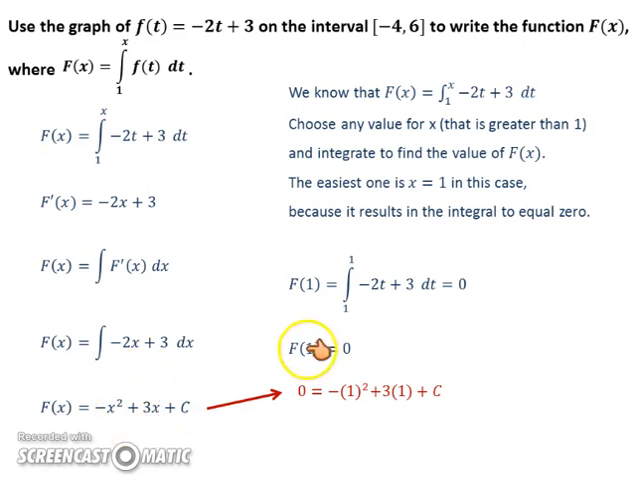Okay, so now we know that f of 1 equals 0, so that means when x is 1, the f of x value is 0. Plug it in. Be careful with this negative sign right here because it's really 1 squared. It's a negative 1 times x squared. So that ends up being a negative 1 plus a 3. We get 2. C equals negative 2. Therefore, our particular function is negative x squared plus 3x minus 2.